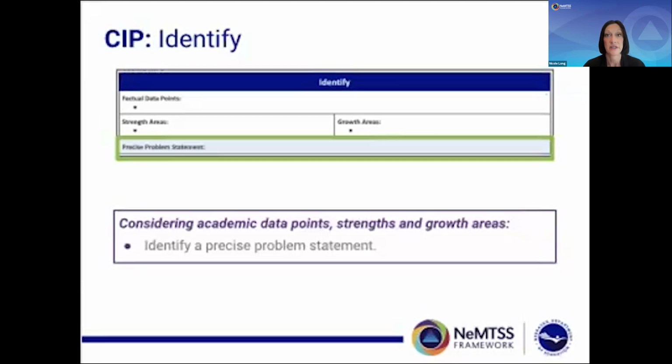After identifying the strengths and areas of growth, the team creates a precise problem statement that clearly describes the problem to be solved in simple terms. It's typically focused on student learning and informed by the multiple data sources mentioned earlier. An example of a precise problem statement is: students with disabilities are underperforming in ELA compared to their peers.